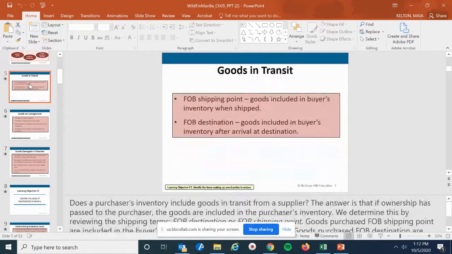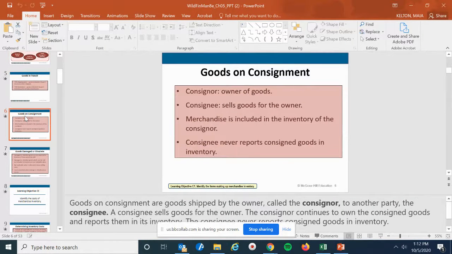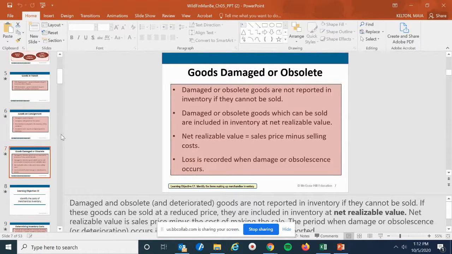We really do need to worry about goods in transit the most, because goods are being shipped all the time. So the company has to be able to figure out the accurate levels of inventory and the accurate inventory value. Goods on consignment, for the purposes of this class, we're not going to deal with a whole lot. I just wanted you to know what that means from an accounting perspective. And for goods that are damaged or obsolete, we will look at the lower of cost or market method on Wednesday, and we'll learn how to write down the value of inventory to account for goods that are obsolete.